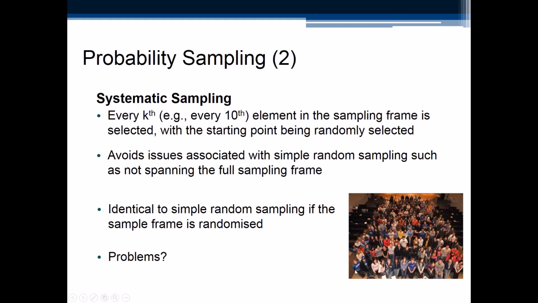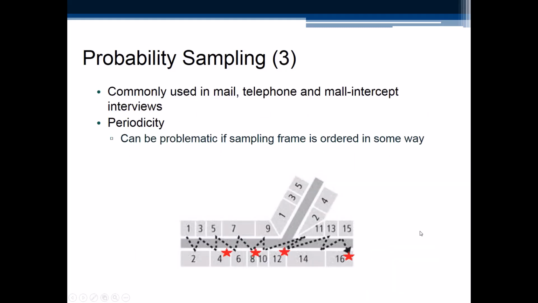One of the problems with doing that though is if your population is ordered in some systematic way, perhaps every 10th instance represents something that's a little bit biased. We often see this type of approach used by people for mall intercept surveys, where someone stopping people on the street will stop every 10th person. They won't stop every single person, and in theory that's getting a broad spectrum of everyone that they pass rather than just certain people.